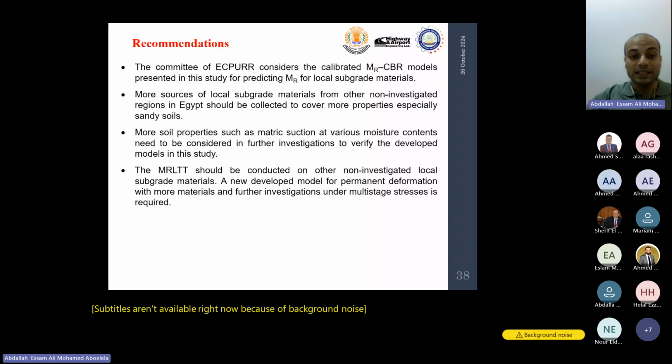And finally, the multi-stage repeated loading triaxial test should be conducted on more non-investigated local subgrade materials, and a new developed model for permanent deformation with more materials and further investigations under multi-stage stresses is required.